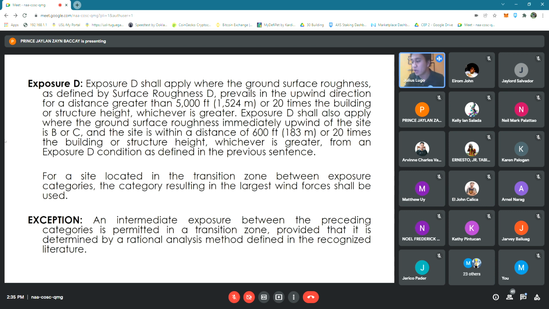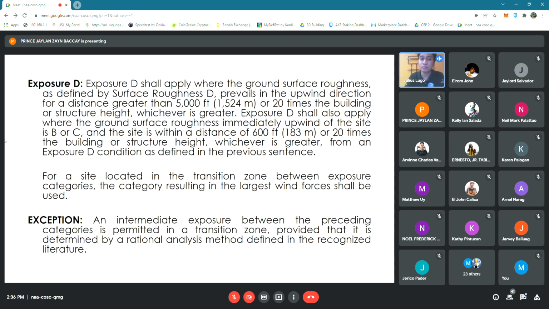Okay? So, next one will be exposure D. Ano ba yung exposure D in here? Sabi dito, exposure D shall apply where the ground surface roughness is as defined by surface roughness D naman. Okay. So, kumbaga, the surface roughness is paired with its corresponding exposure. So, if B is to B, C is to C, and D is to D. Yan lang naman yung idea behind the exposures. Whatever your surface roughness is, that will be the exposure. Surface roughness B, that's exposure B. Surface roughness C will just be under exposure C, and then roughness D will just be under exposure D.